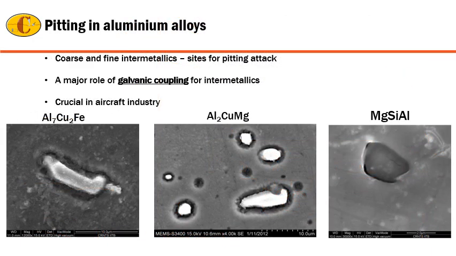Pitting in aluminum alloys happens because of, of course, the oxide film, but it also occurs because of the intermetallics. So intermetallics are compounds such as aluminum copper Fe, copper magnesium, or MgCr, which occur during casting. So we really can't do much about these, and they do not really change with respect to heat treatment. Fine intermetallics are zinc materials which are present along the grain boundaries. So these zinc fine intermetallics we can change using heat treatment.